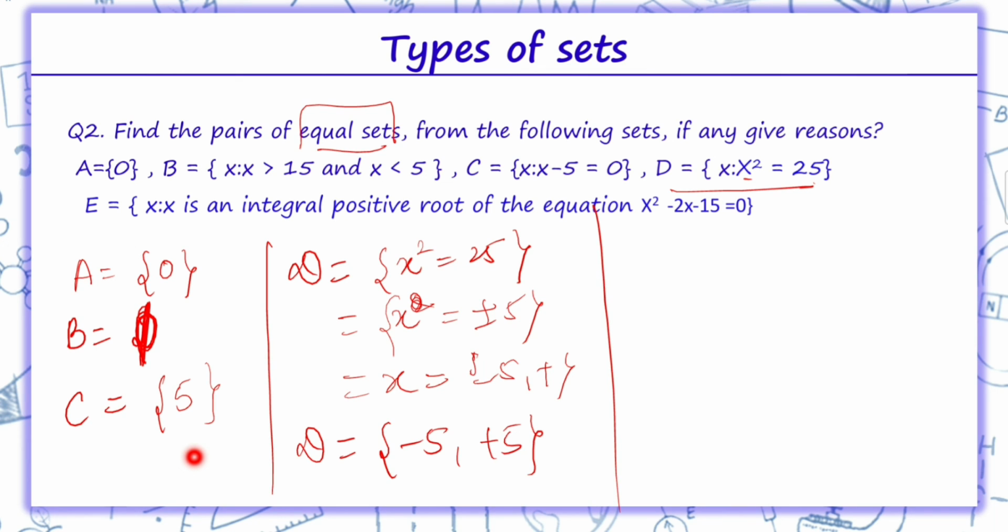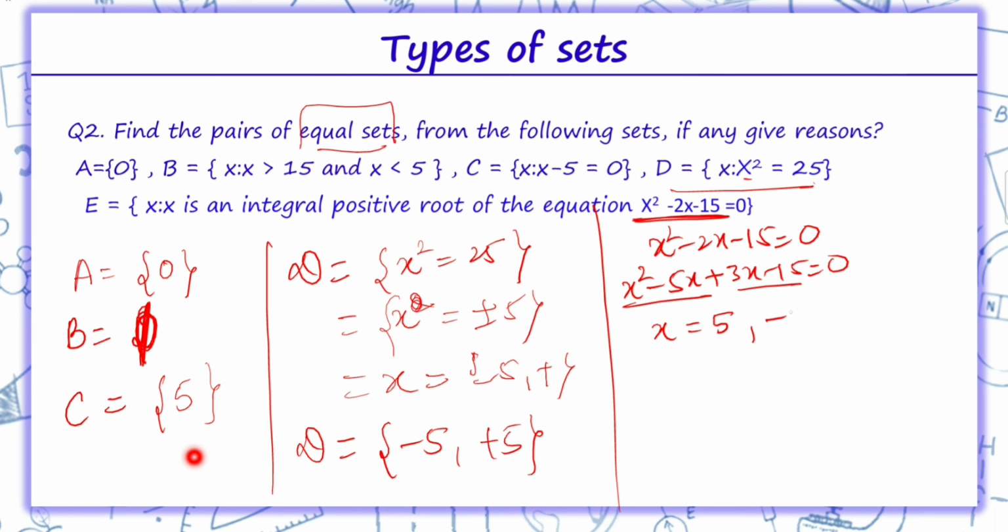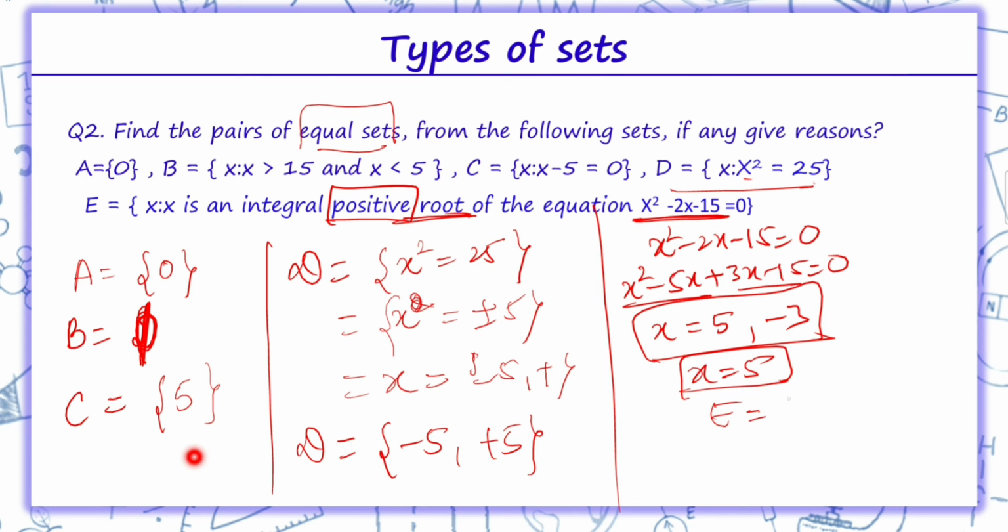Coming on to next, E: x such that x is an integral positive root of the equation. Now when we solve this quadratic equation, we know it is minus 15. So we'll write over here, we know 5 into 3 is 15, minus 5x plus 3x minus 15. On solving, we'll get x is equals to 5 and minus 3. But since in the question they already told positive root, that means we only want the positive value, that is 5.